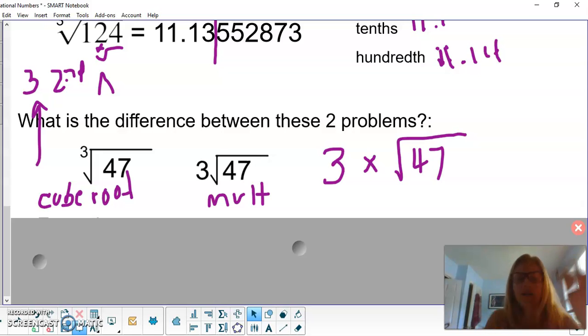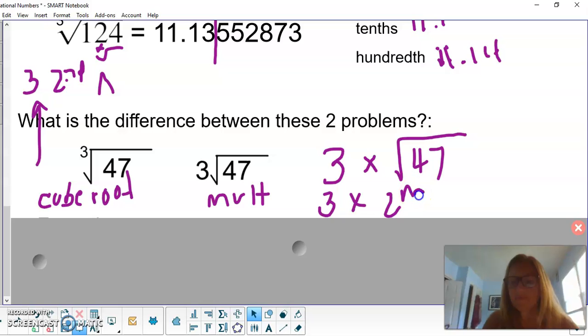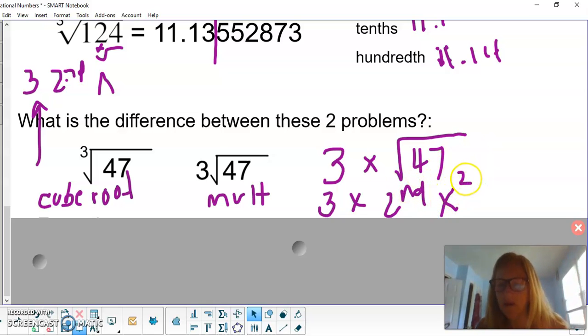So in your calculator, you would put 3 times. Now remember, square root is second x squared. An easy way to remember: square is the opposite of square root. So you hit the square button and then you put the number in. Okay, so there's a big difference here.